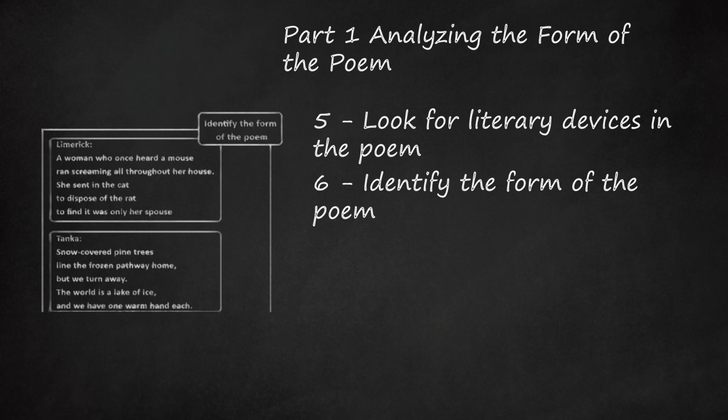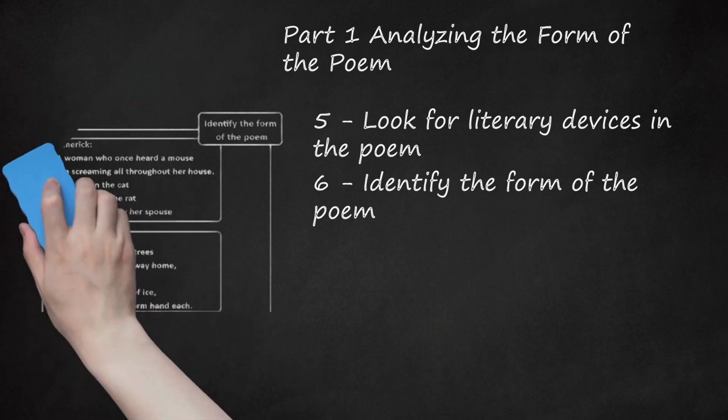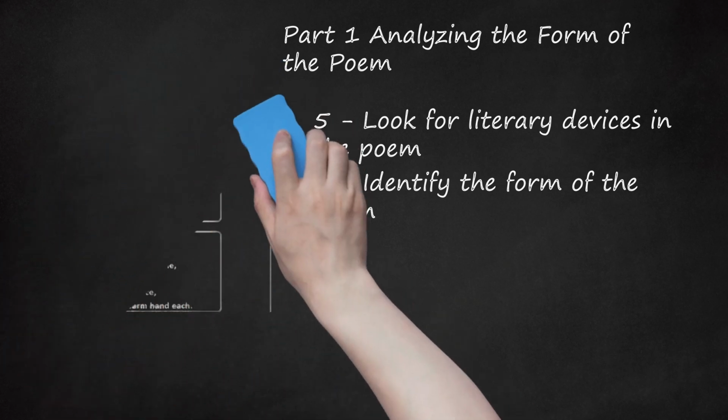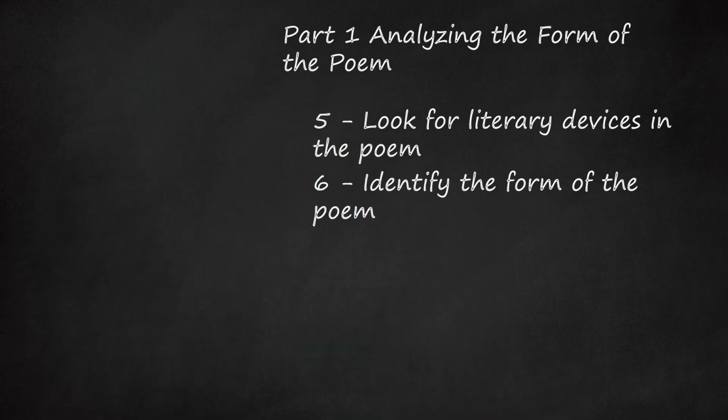Determining the form of the poem can help you get a deeper understanding of the piece and consider the intent of the poet. You may read examples of a certain poetic form to confirm that the poem is of that form. Or you may look up the characteristics of a certain form to make sure you are correct.